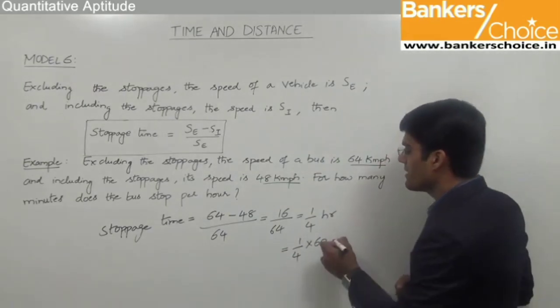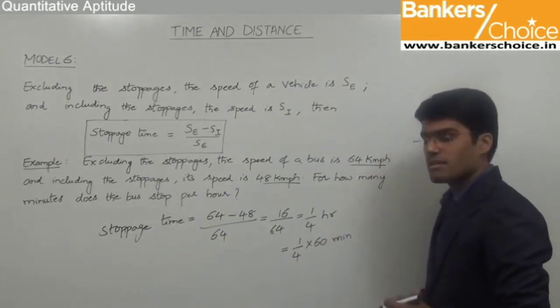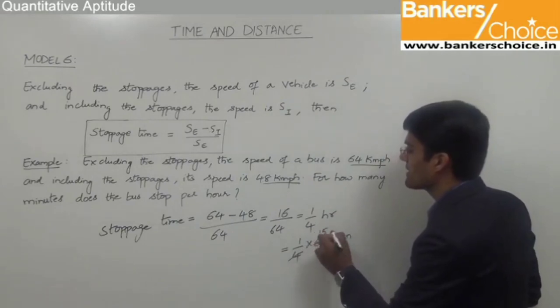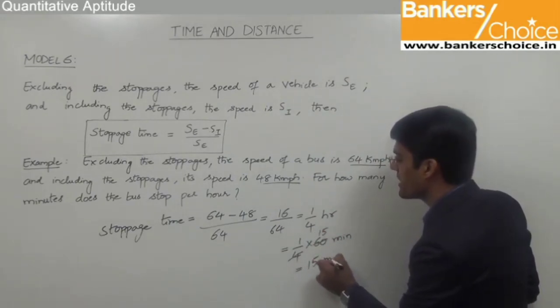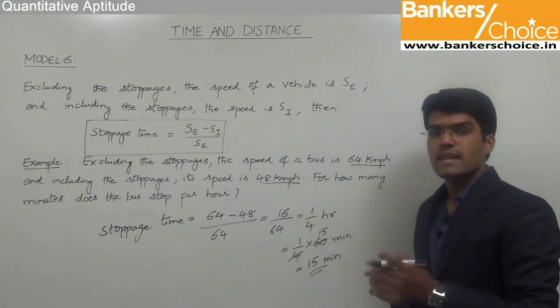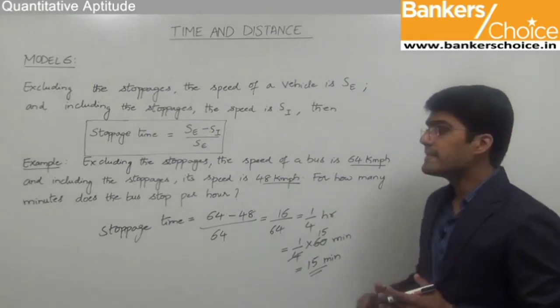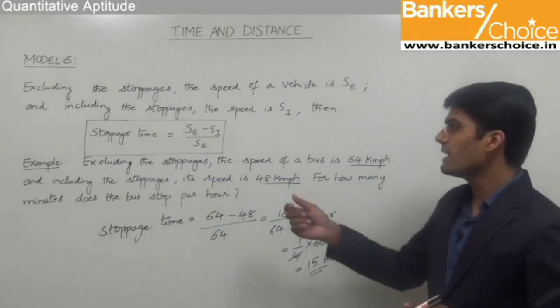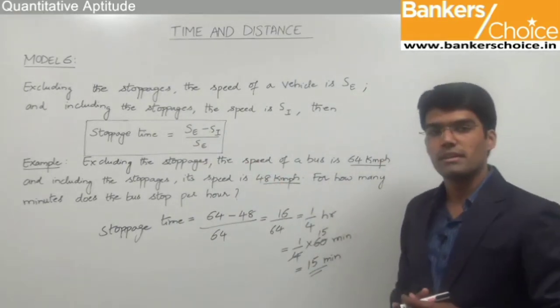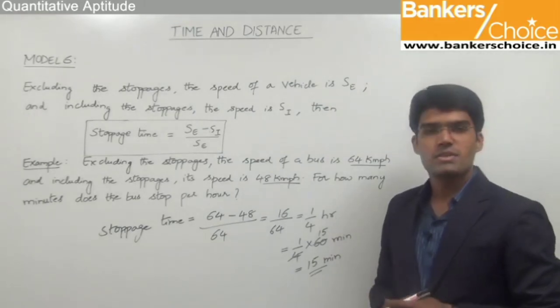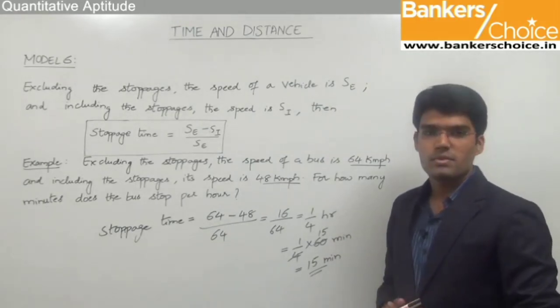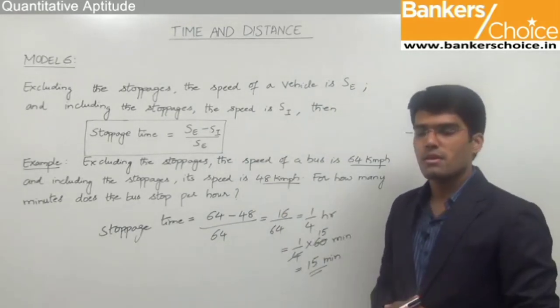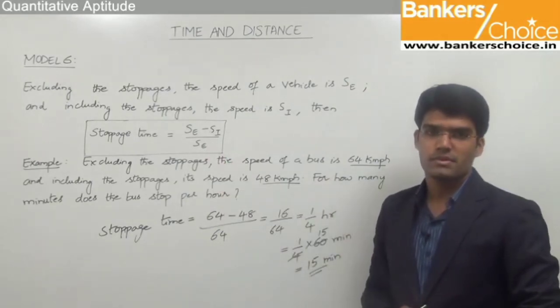So 1/4 of an hour can be taken as 1 by 4 into 60 minutes. And 4 goes into 60 15 times. So we can say that the bus stops for 15 minutes every hour. So friends, this is how we can solve this simple question with the help of the direct shortcut formula here. So remember, stoppage time is always the speed excluding stoppages minus the speed including stoppages, divided by the speed excluding stoppages.